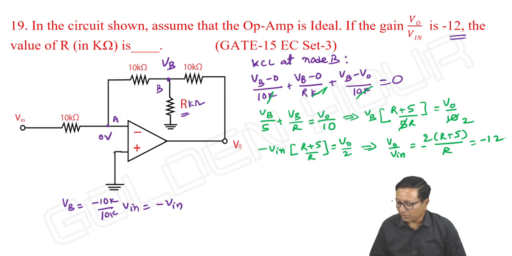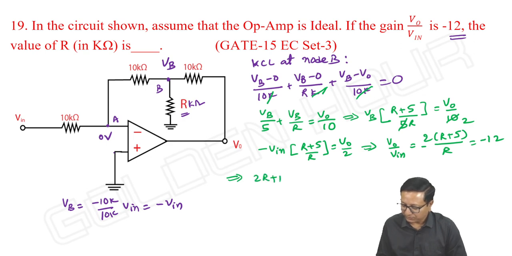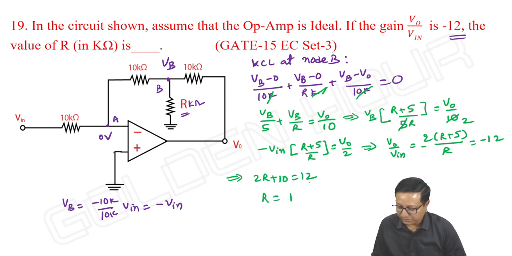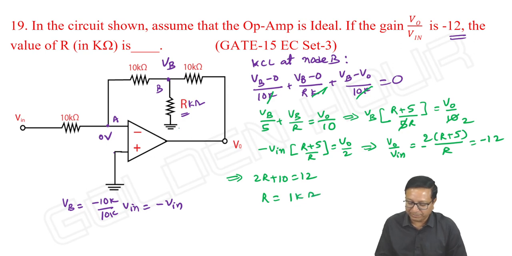Okay, so 2R plus 10 is equal to 12. So what is R then? R is equal to 1 kilo ohm. I mentioned R in kilo ohms. So R is equal to 1 means it is 1 kilo ohm. R in kilo ohms means the answer is 1.